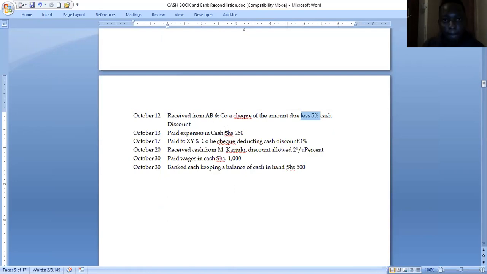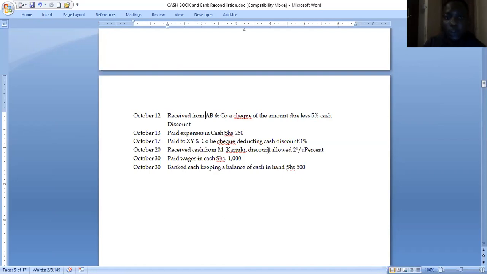So we are receiving a check from AB and Company less discount. So this will be the discount allowed. So we have given a discount to AB and company. I hope you are together. So we are receiving a check that is less 5% of the amount due. So this less 5% is the discount allowed, which is an expense to the business. Hope you are together, guys. So therefore, the three accounts are AB and company, bank account, and discount allowed.